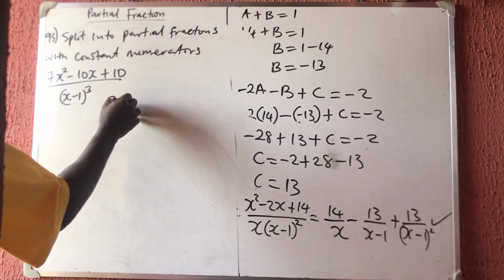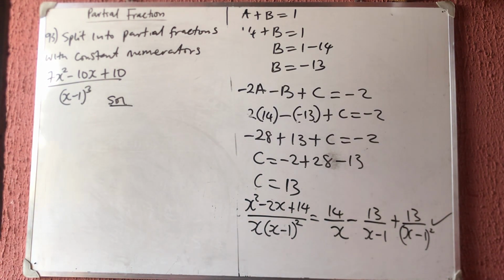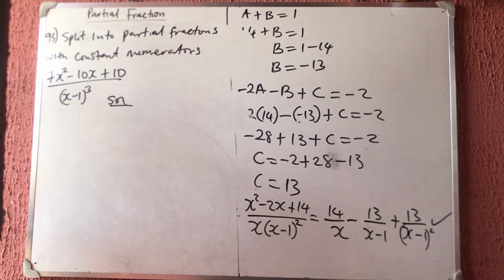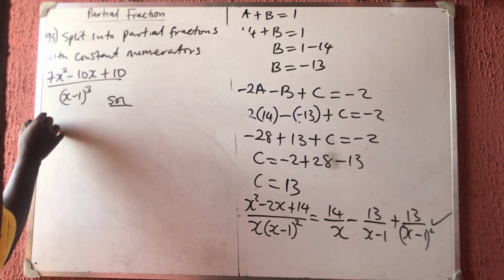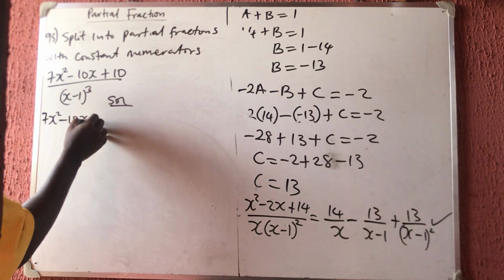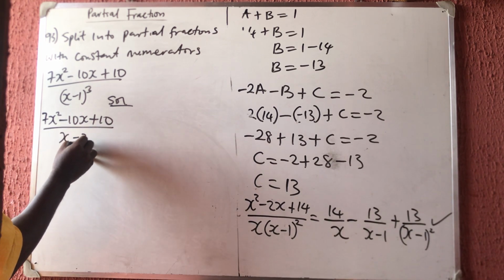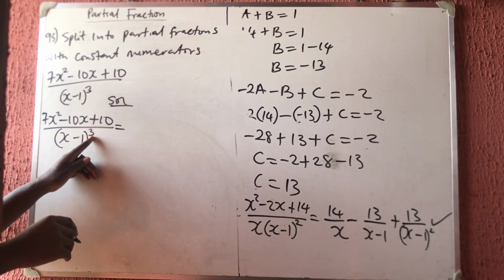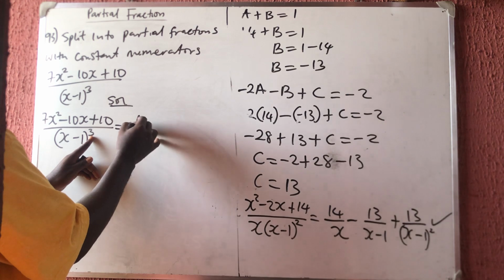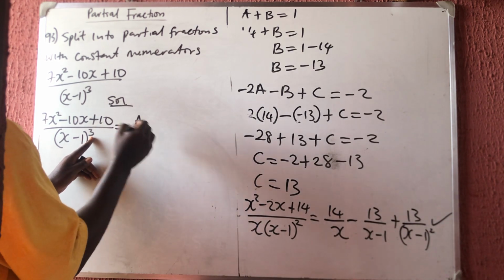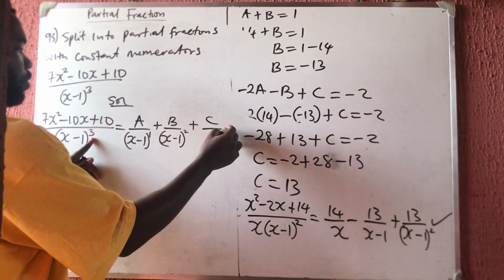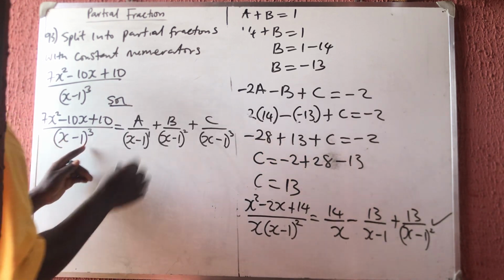All right, solution. Now I told you that before you resolve anything into partial fraction, you first of all check if it's a proper fraction. If we expand this, we'll see that the denominator is x raised to power 3, but here is x raised to power 2, so it's a proper fraction. So let us resolve it now. I have 7x squared minus 10x plus 10 all over x minus 1 cube. Remember what I told you: the one that has power outside is going to be a over x minus 1 raised to power 1 plus b over x minus 1 raised to power 2 plus c over x minus 1 raised to power 3. So that is how to do that.